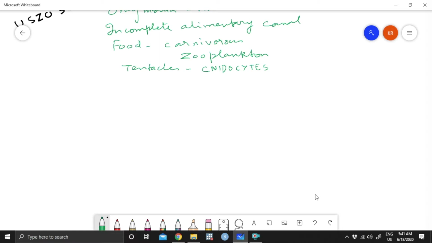So these cnidocytes look something like this: a flask shaped structure with a lid over here, and here there is a sensory hair, and inside this there is a cyst like structure. This we call the nematocyst. Now when there is an organism somewhere over here and the sensory hair is disturbed, there is a change in the electric potential and this thread like structure comes out.